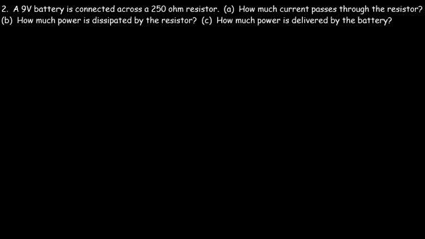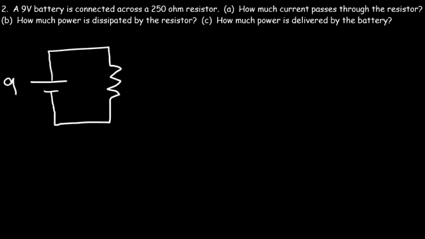Number 2. A 9-volt battery is connected across a 250 ohm resistor. How much current passes through the resistor? Well, we can begin by drawing a circuit. Here's the battery, and here is the resistor. So we have a 9-volt battery and a 250 ohm resistor.